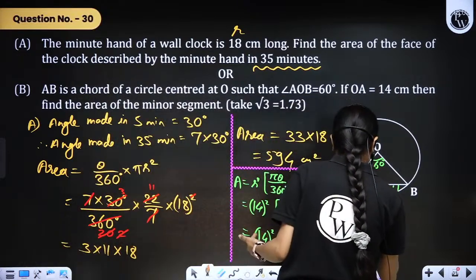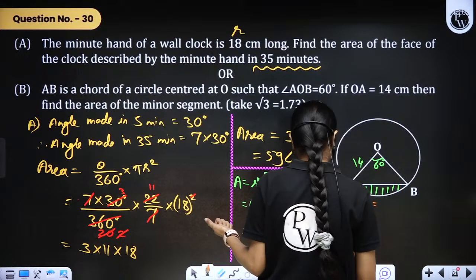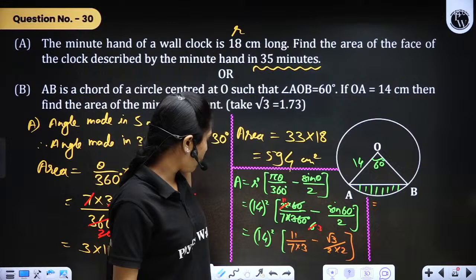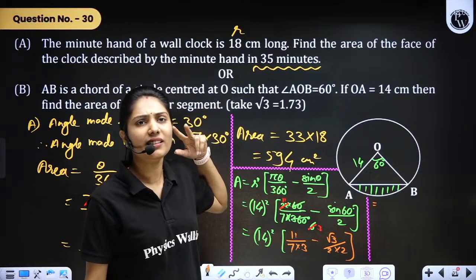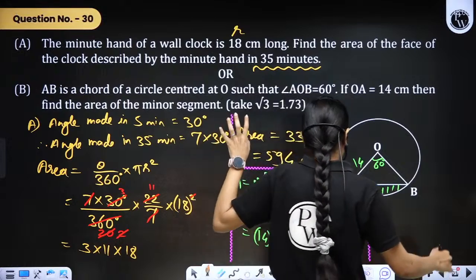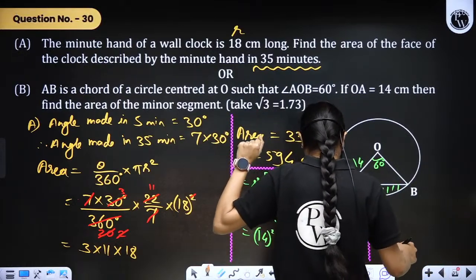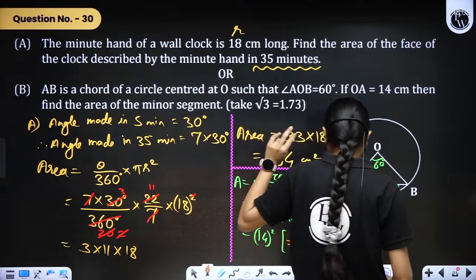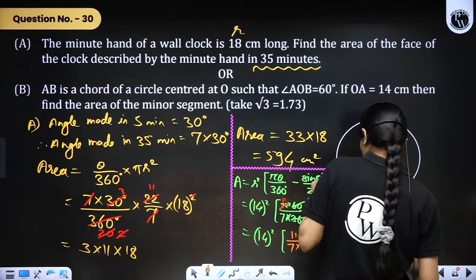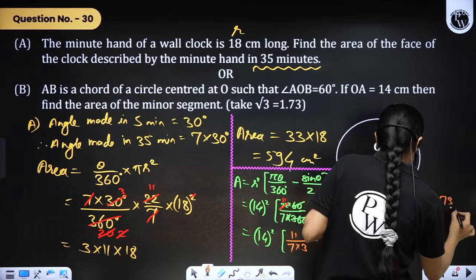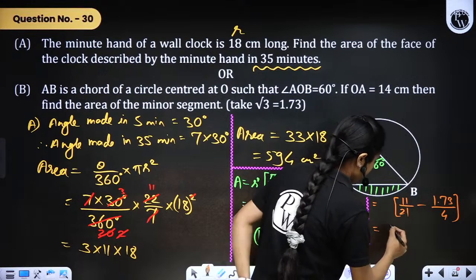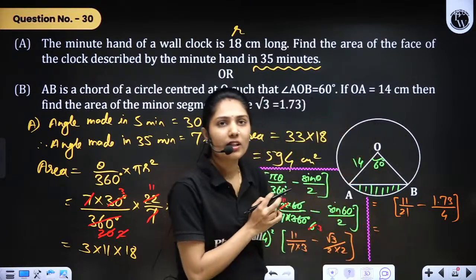So it's 14 square. 14 square is 256, right? Is it? Just tell me once, cross check if it is 256 or not. Until then I'll calculate the further values. And value of root 3 is 1.73, no? So 11 by 21 minus 1.73 by 4. 14 square is as it is. 14 square is 256, no beta?